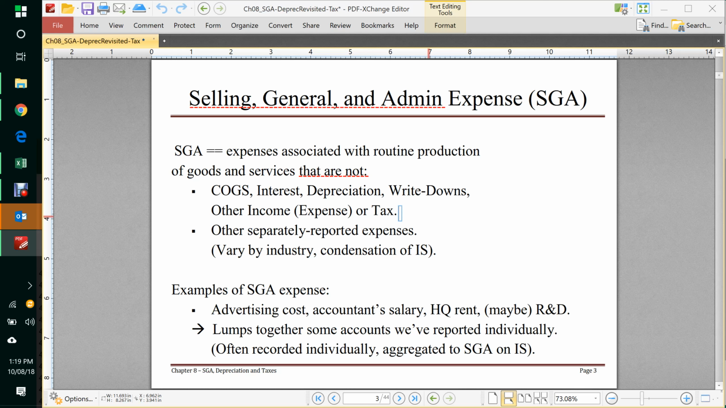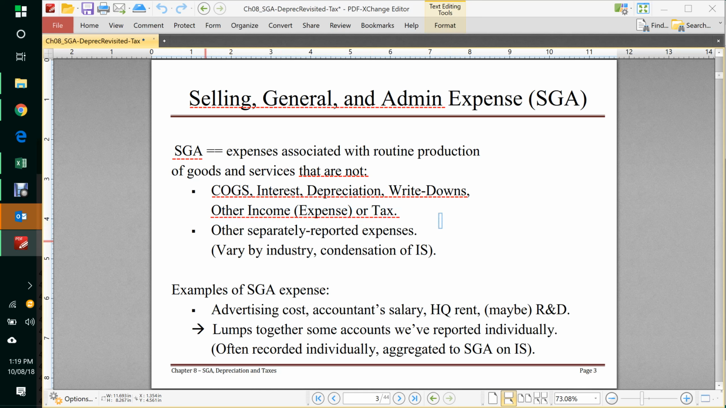What this means is that sometimes, when we've been very careful about individually identifying expenses in the past, companies will lump a lot of these together into this bucket called SGA. But you cannot throw into this bucket COGS, interest, depreciation, write downs, other income or other expense, or tax. Okay, so far so good. But it wouldn't be accounting without an exception.